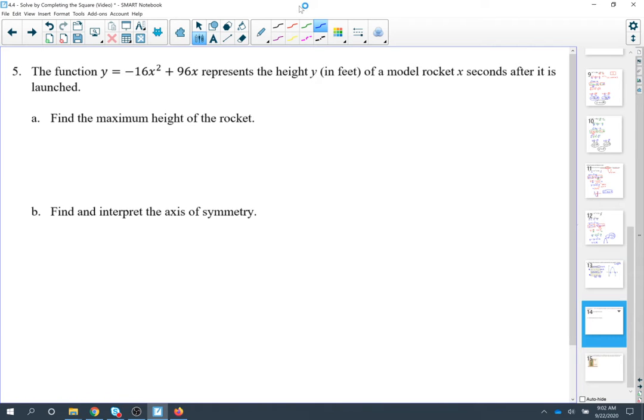Example 5. The function y equals negative 16x squared plus 96x represents the height y in feet of a model rocket x seconds after it is launched. Part A, find the maximum height of the rocket. Now, we can do a lot of math here, but ultimately, if they're asking you for the maximum, they're asking you for the vertex.